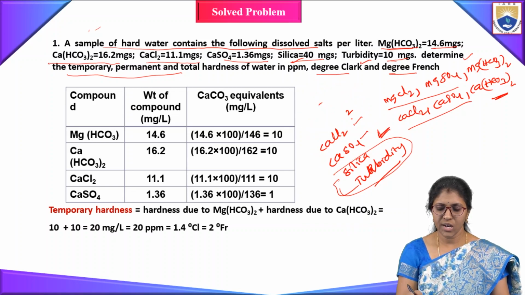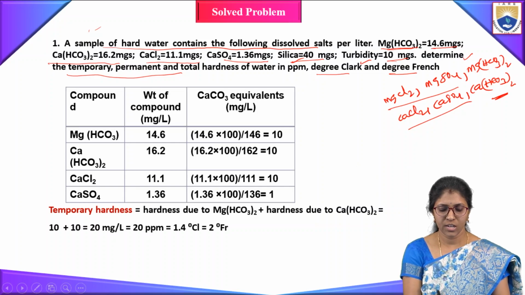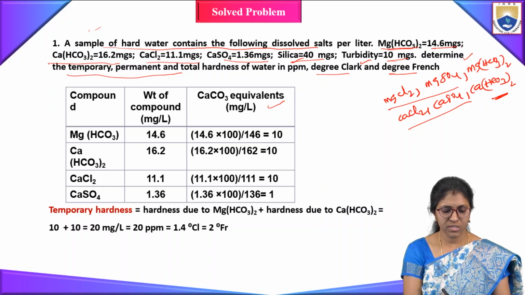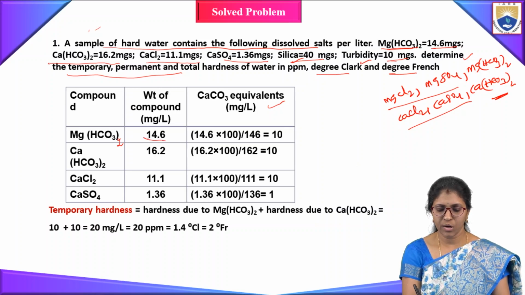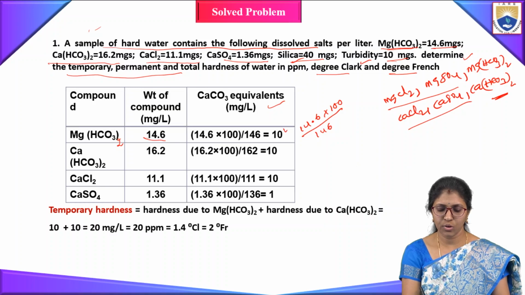So first we have to convert the hardness in terms of calcium carbonate equivalents. First they have given magnesium bicarbonate, which is 14.6 milligrams. So we have a formula: amount of hardness causing salt into molecular weight of calcium carbonate by molecular weight of hardness causing salt. By using this formula, we have to find the hardness due to each and every salt in terms of calcium carbonate equivalents.